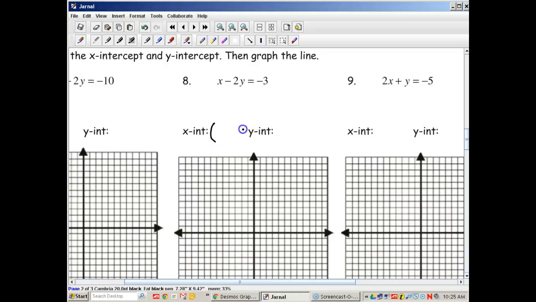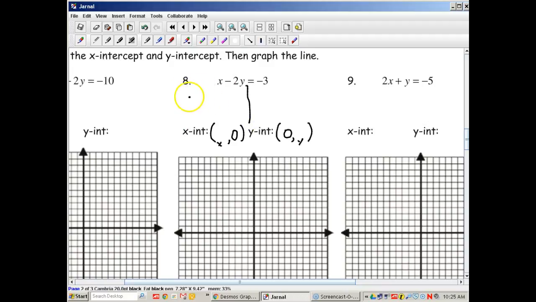we want to find the x-intercept. That's where y is 0, once again. And we want to find the y-intercept. That's where x is 0. That way, for the x-intercept, I'm looking for an x value. For the y-intercept, I'm looking for a y value.